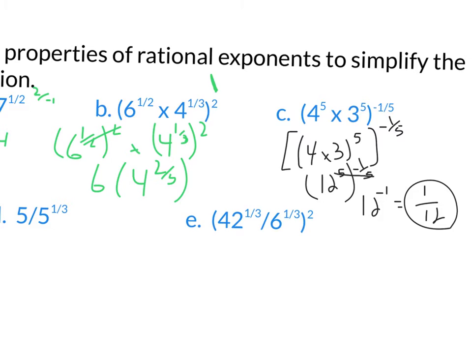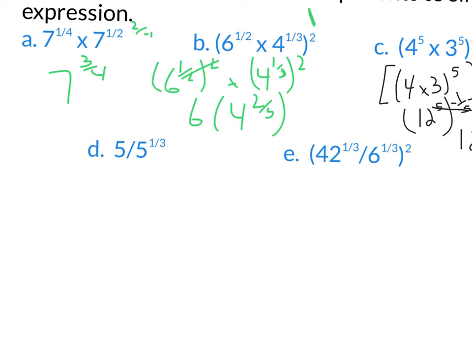All right, a couple more like those. This one's division. Remember, when you divide, you subtract exponents. That's really 5 to the 1st power, so it's 1 minus 1/3. 1 minus 1/3 is 2/3, so I get 5 to the 2/3, and that's good enough.